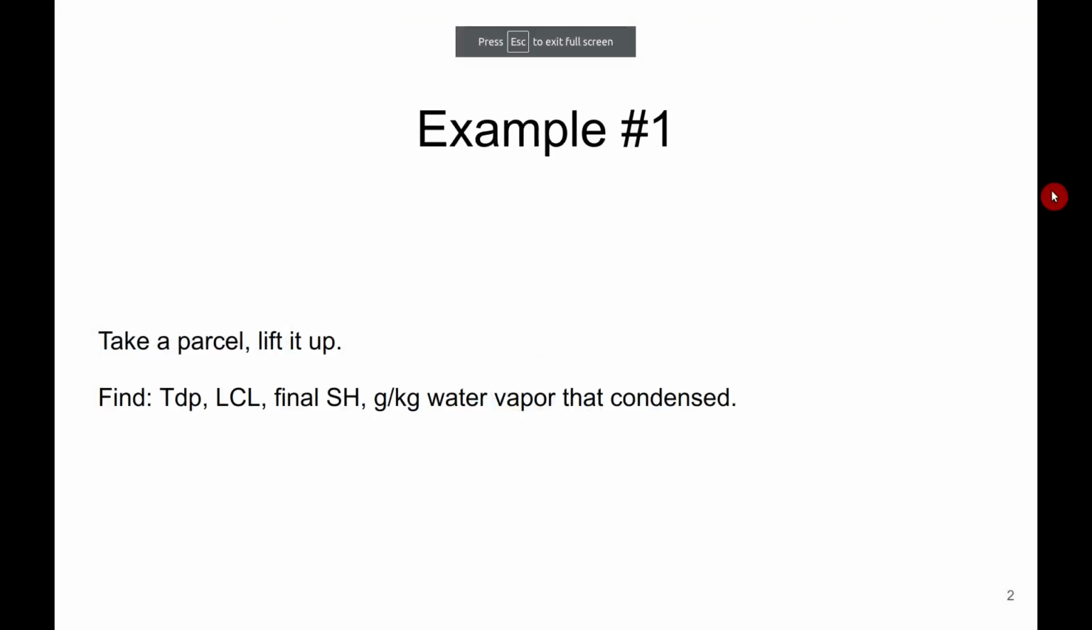So, the first example, we're going to take a parcel of air and we're going to lift it up. The activities we're going to do, the skills you need, we're going to find the dew point temperature, the lifting condensation level, the final specific humidity, because as it cools, you're going to lose water, which is another way of saying the grams per kilogram of water vapor that condensed. Everything that condenses becomes a cloud, so that's what's going on.